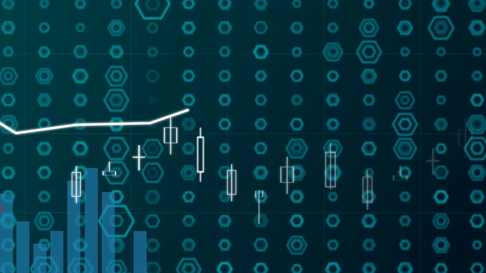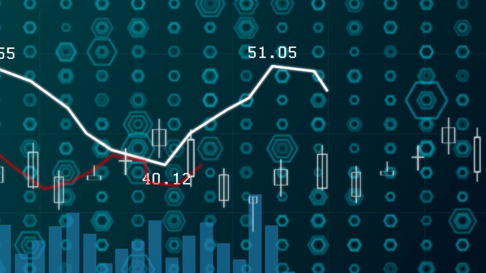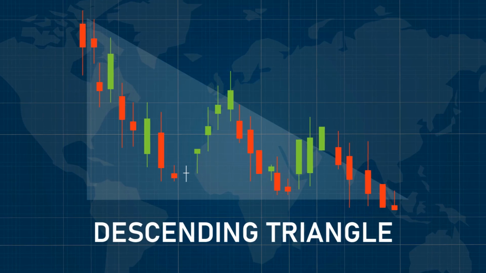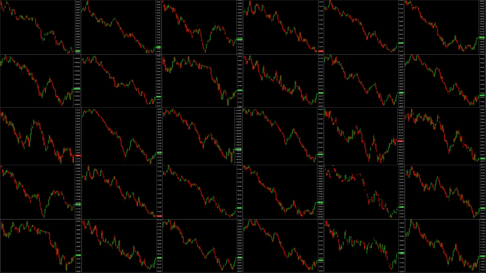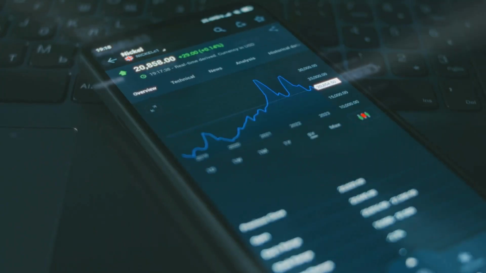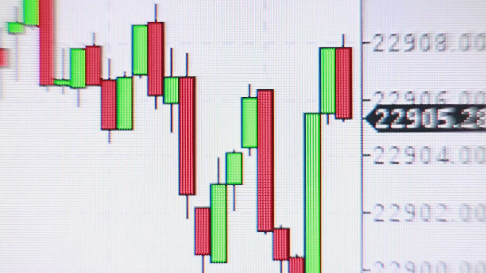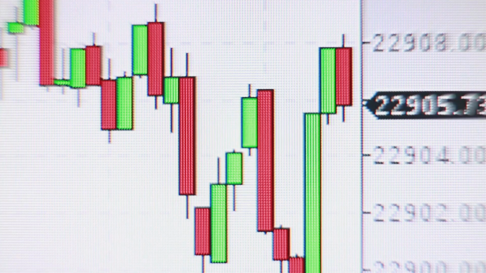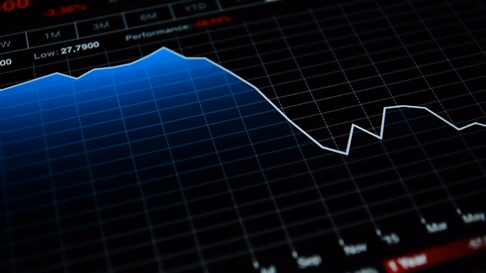But in this case, we're looking for a breakdown below the lower trend line, signaling a potential downtrend. When the price breaks down from a descending triangle, it's often accompanied by a surge in volume, indicating that sellers are in control and pushing the price lower. This is your signal to enter a short position or exit any existing long positions. To determine your profit target, measure the height of the triangle from its base to its lowest point, and project that distance downwards from the breakdown point.